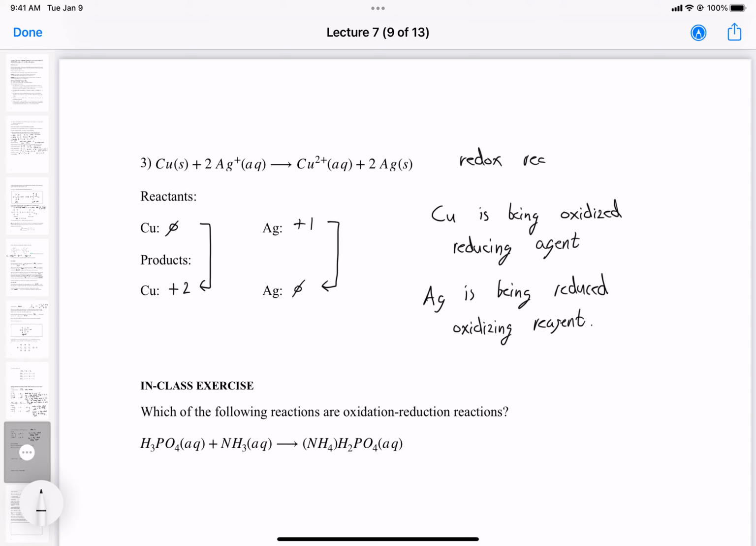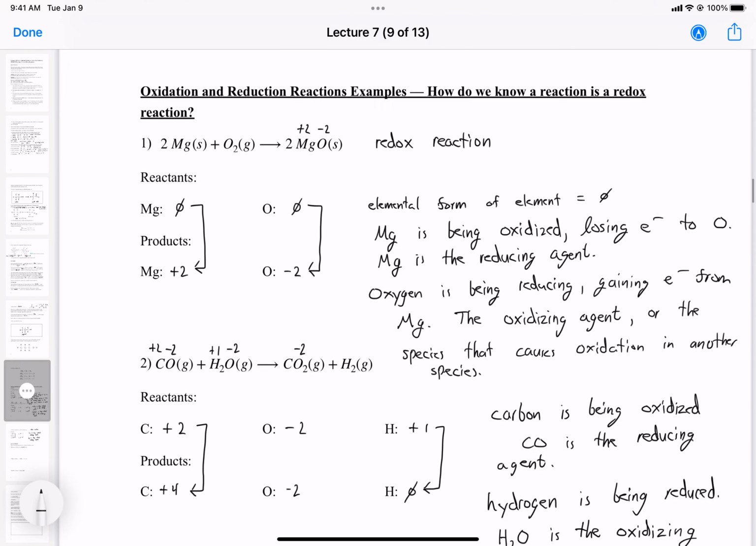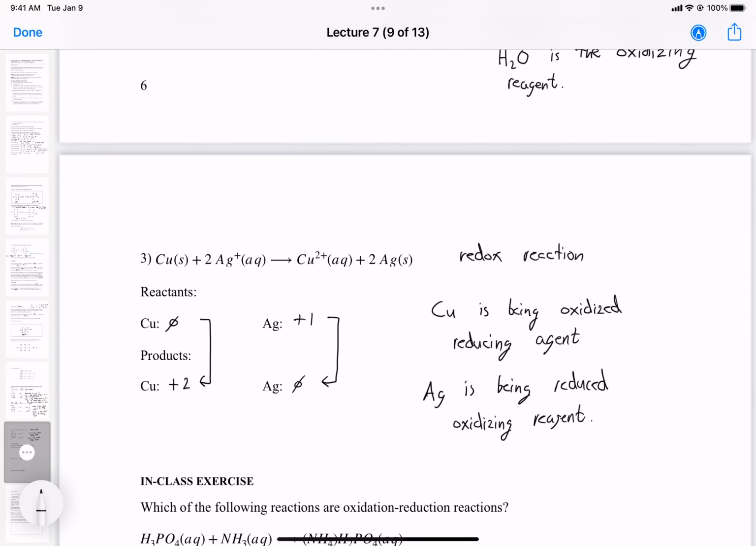So you see, redox reaction. So this is also called single replacement reaction, but we'll go into that in more detail later on. But you see here, in all these cases, they are all being oxidized or reduced because the oxidation numbers are being changed. So we'll go over an example in the next video where the oxidation numbers are not changing.